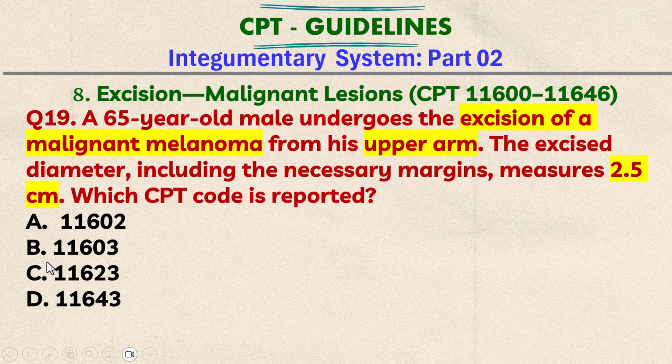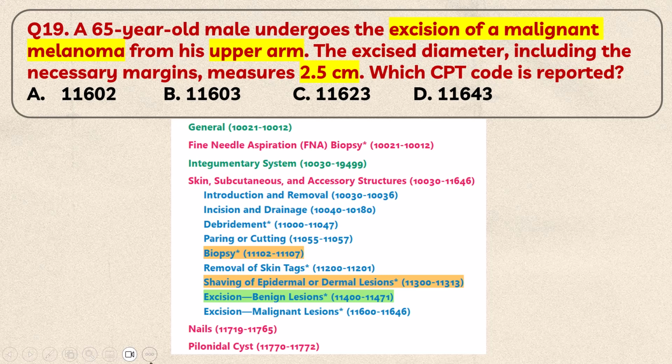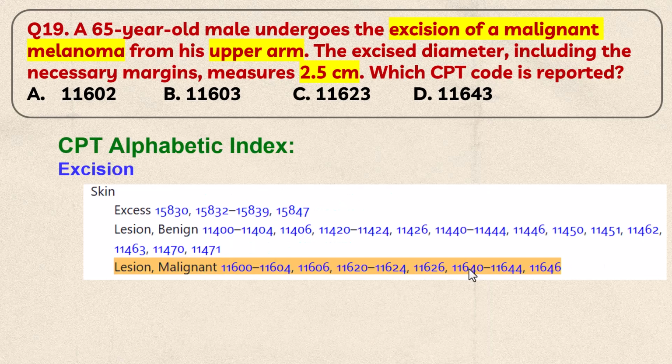When you look at the answers, all are adjacent codes, so you can use the elimination method in the exam, but for learning purposes, we'll use the table of contents or the alphabetic index method. In the table of contents, you can go to the integumentary system, then skin, subcutaneous and accessory structures, and excision, malignant lesion, this code series. Or else if you are going through the CPT alphabetic index, go to the main term excision, then the subterm skin, then the subterm lesion, that is malignant. So this code series you have to check.